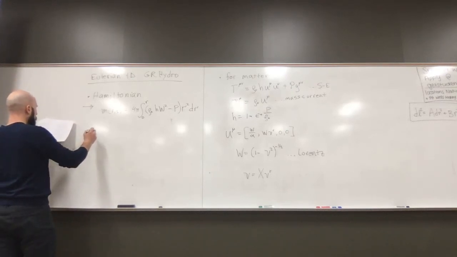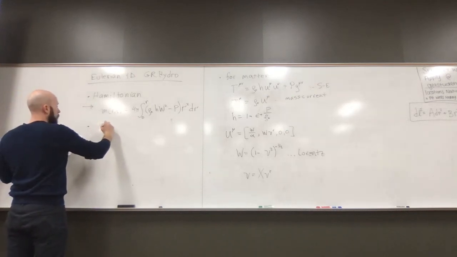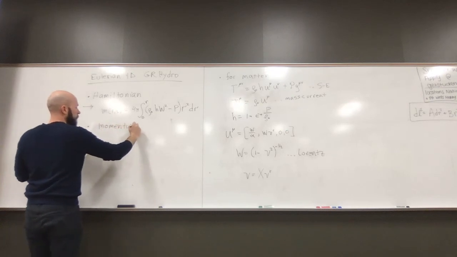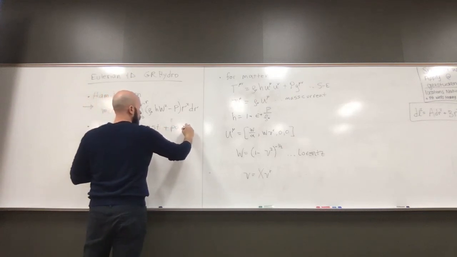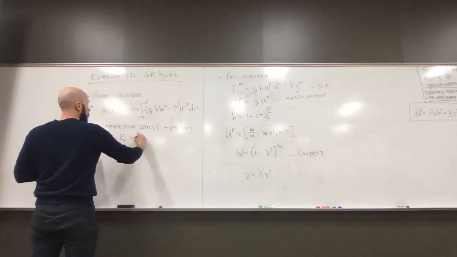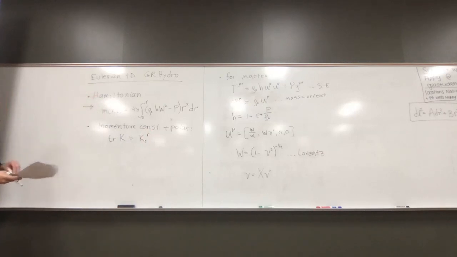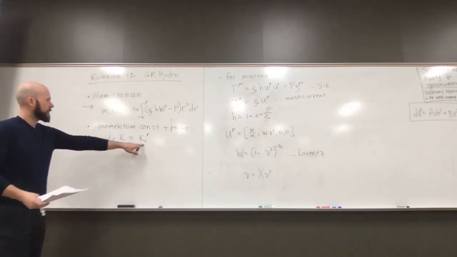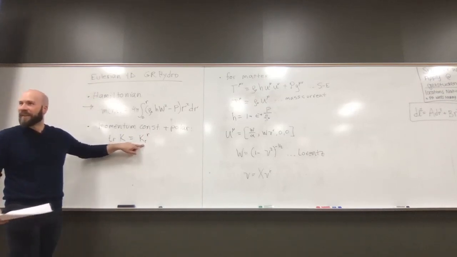Okay. And then the momentum constraint plus polar slicing. So now polar slicing, just recall, the trace of K is equal to, what's that called? The inner product. No, contraction. Ugh. The contraction of K^r_r.